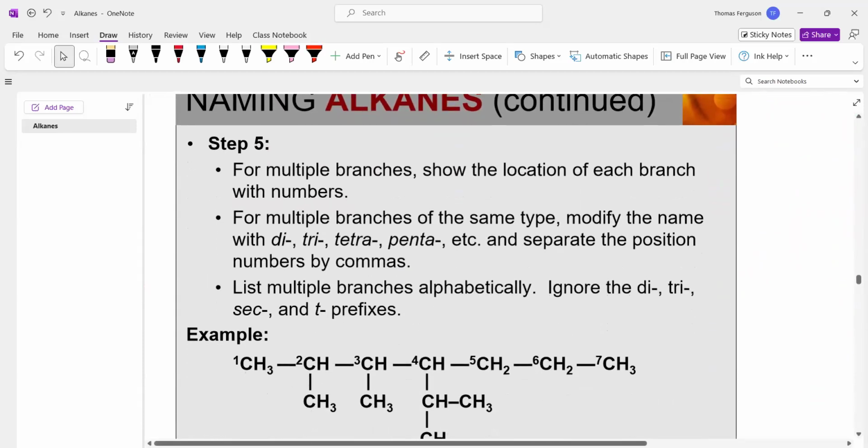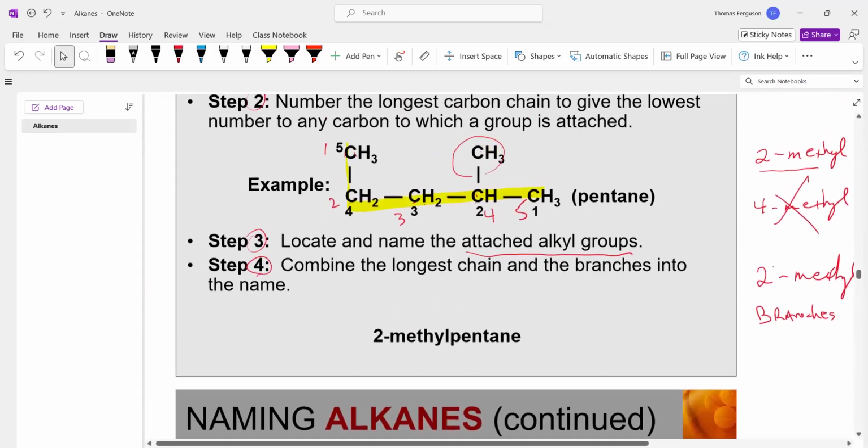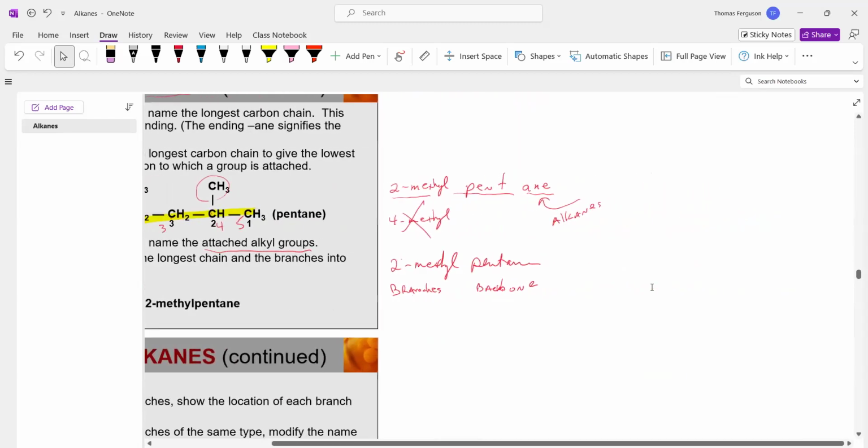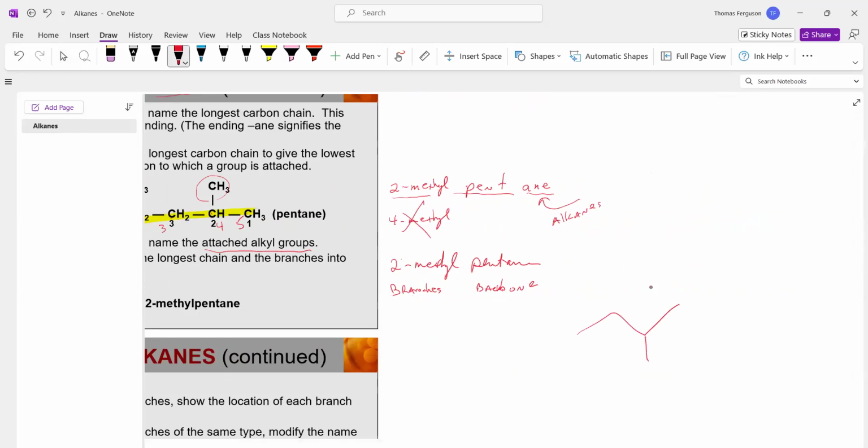Okay, so I alluded to this. Let's do some examples before we get more complicated. I'm going to use line structures instead of the C's and the H's. Let's name that. Then I'm going to give you some examples where you're going to try it on your own.